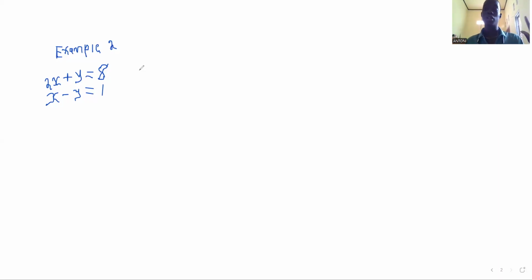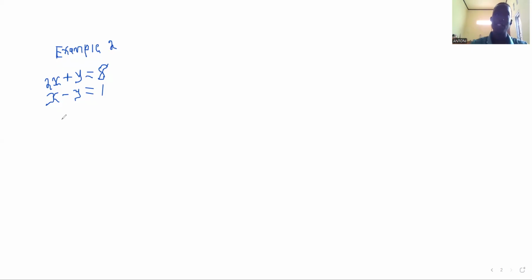In the first example, we added both equations, and for here now we shall not add both equations. We first get the value of x, and if we get x, we substitute it into the first equation to get y. So I will show you how to do it. Let's continue. The first step is to let y be the subject.